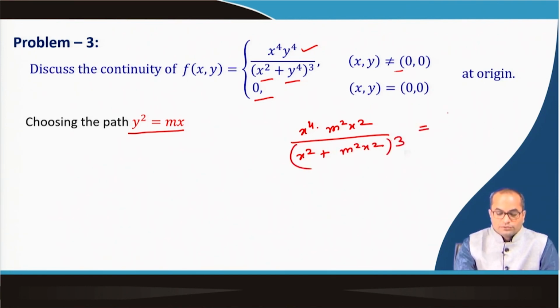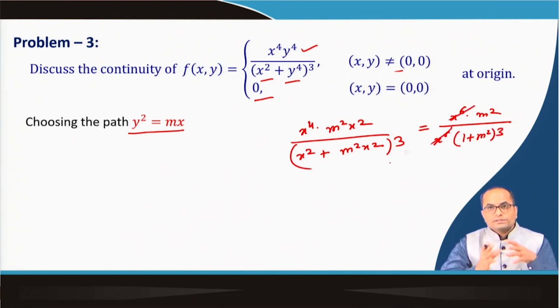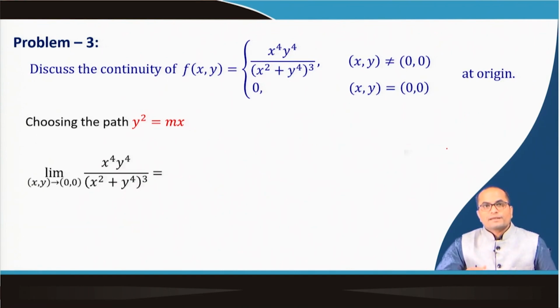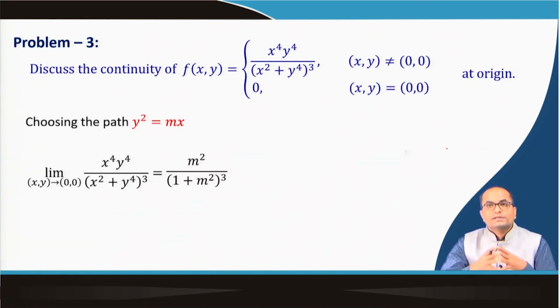What is going to happen now? We get x⁶ and m², and in the denominator x⁶ is common, and then we have (1 + m²)³. We have chosen this path in such a way that all the terms of x get cancelled, and then at the end we have a dependency on m. So in this case also the limit does not exist, and therefore this function is also not continuous.